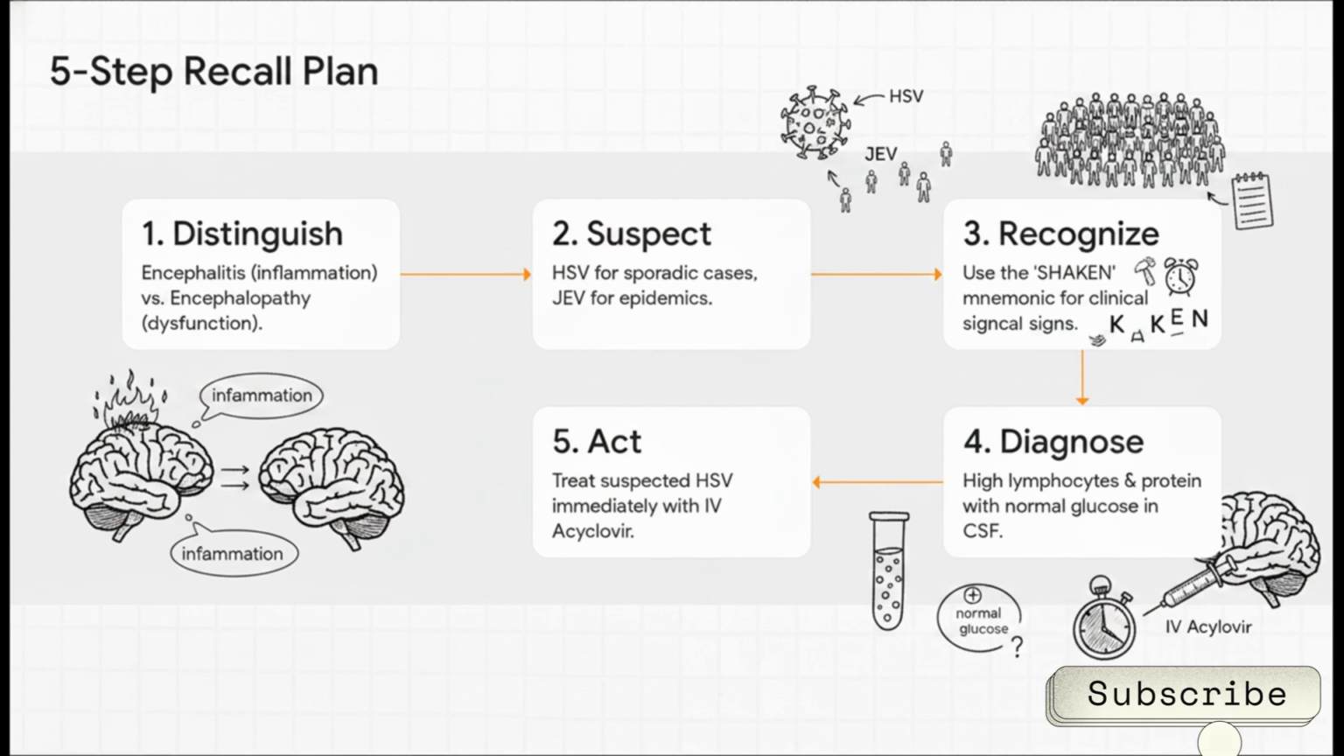3. Recognize the signs using shaken. 4. Diagnose using those classic CSF findings: high lymphocytes, high protein, normal glucose. And 5, and this is the big one, act. If you suspect HSV, start IV acyclovir right away. If you can walk through those 5 steps, you can handle any question they throw at you.